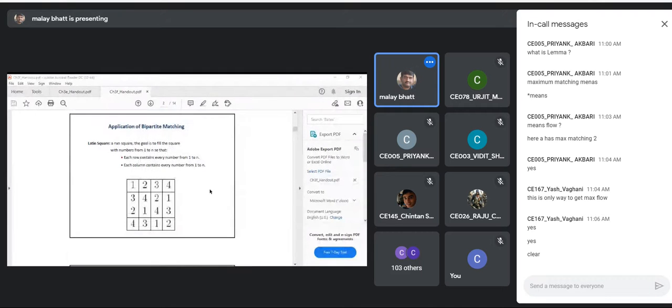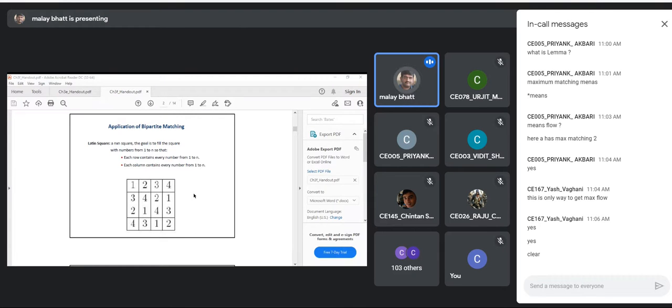This is known as a Latin square. What is the characteristic of a Latin square? First, understand: each row contains every number from 1 to n. So here I have constructed a Latin square of size 4 cross 4. Each column contains every number from 1 to n. But numbers in a column and row are distinct. You cannot have the same number more than once in either the row or the column. The first row and first column contain 1, 2, 3, 4.